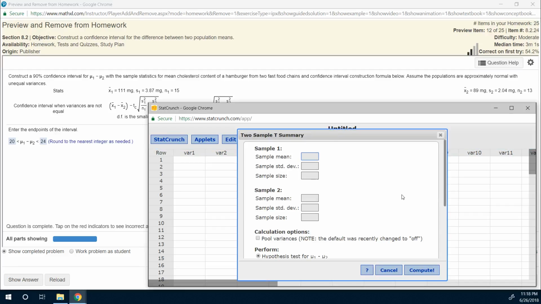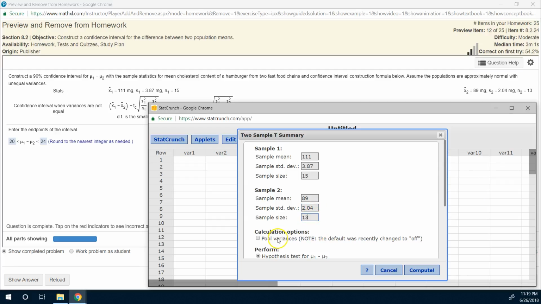All right, so we'll put the information in. Here's the first sample. The first sample mean is 111. The standard deviation is 3.87. You could just ignore the units, it doesn't really make a difference. Milligrams, just ignore it. And then the sample size is 15. And over here, 89, and standard deviation is 2.04, and sample size is 13.